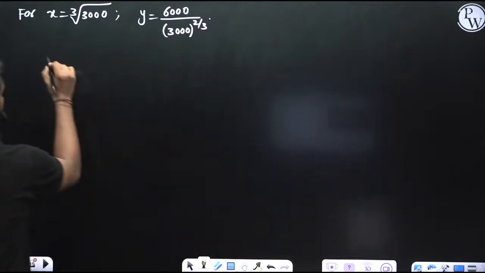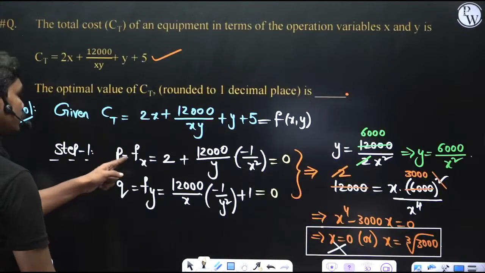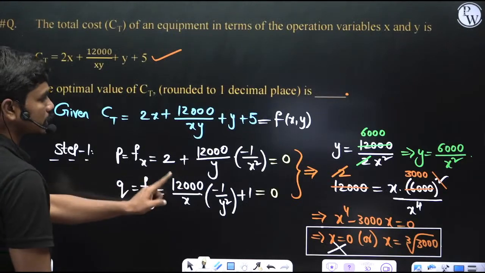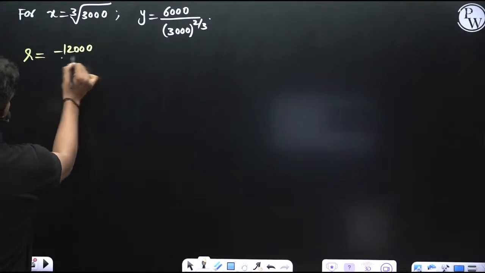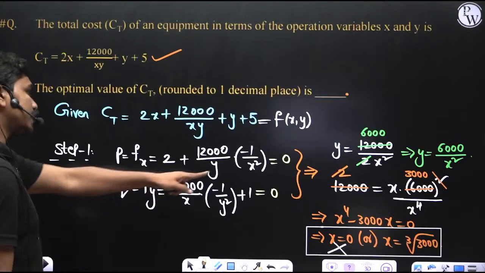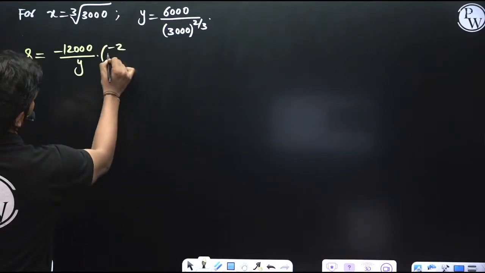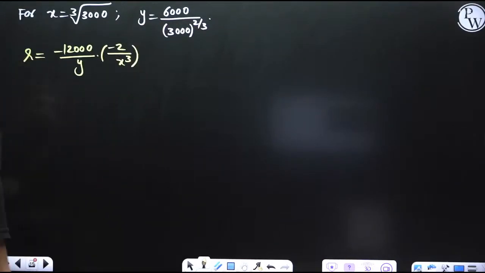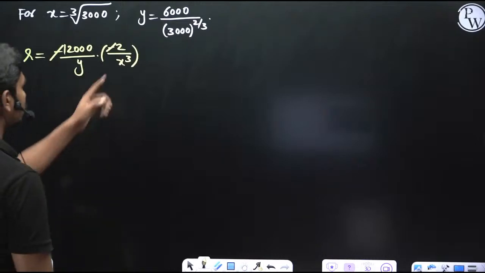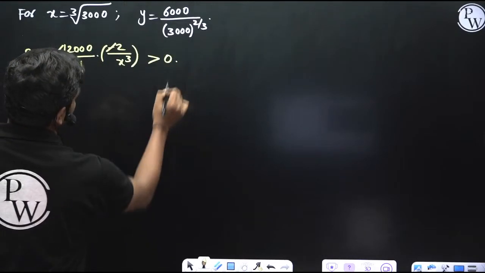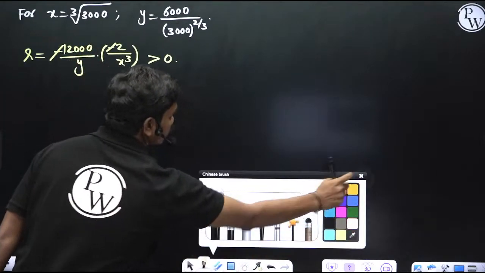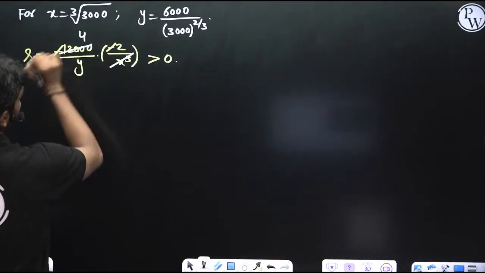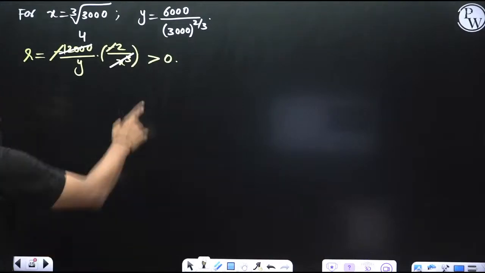R value, what is R? The second derivative of this function with respect to x gives you 2 minus 12,000 by y square, into x power minus 2, so minus 2 by x cube. So this gets cancelled. y is positive, x is positive, so this value is positive. Because x cube is 3000, this value is 4, of course. So 4 into 2, 8 by y, which is positive.